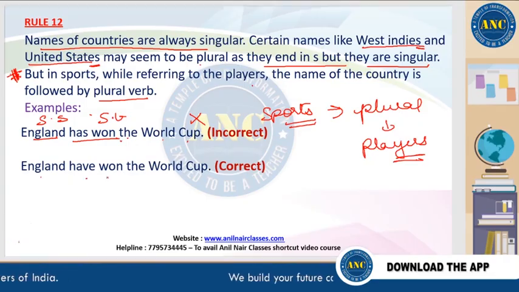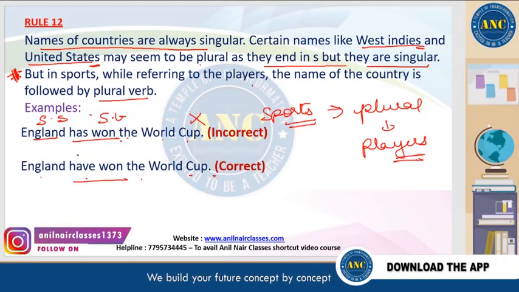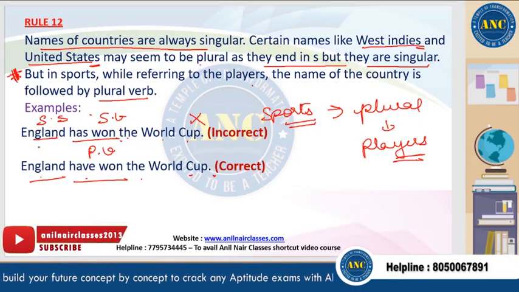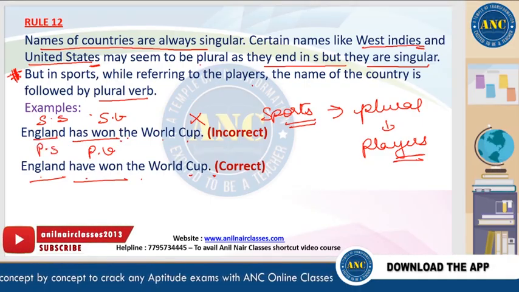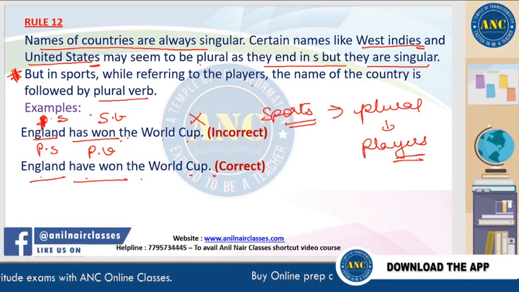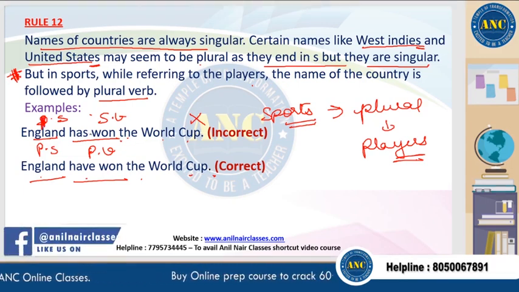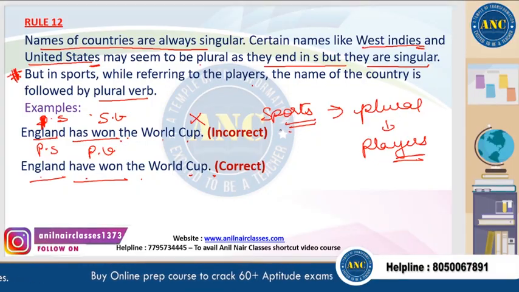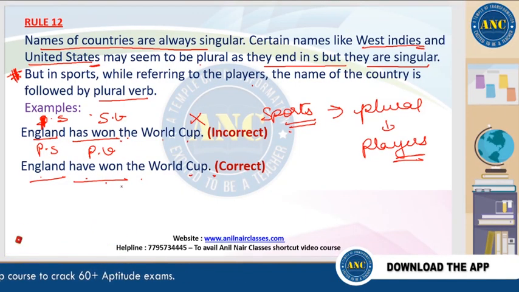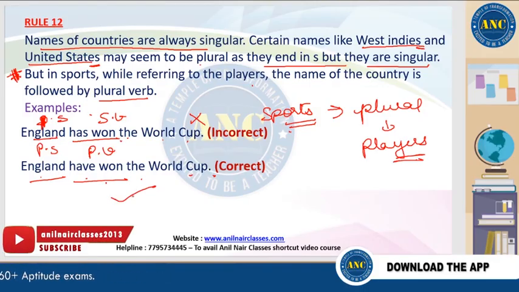See the example. England have won the World Cup. So have won is the plural verb. Who have won? England. England is the plural subject, right? So this is plural over here. In the first one also, we feel it is singular, right? But we know that it is used in the form of the sport. So we know it's not singular, it is plural, which is why the plural form of the verb, have won, is the correct form. Clear?